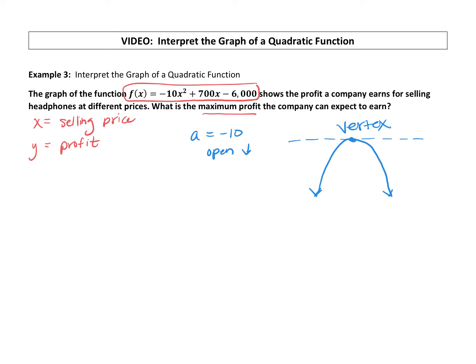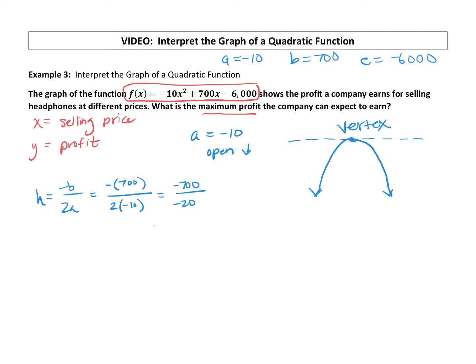So the vertex, we know that the h value is equal to negative b over 2a. So let's go to our function and identify. We just said a is equal to negative 10. b is equal to 700, and c is equal to negative 6,000. So we're going to plug in our values. We have a negative, our b value is 700, over 2 times our a value, which is negative 10. So that gives us negative 700 over negative 20. When we divide that out, we get a positive 35. So we just found the h value of our vertex, which is the x, 35.